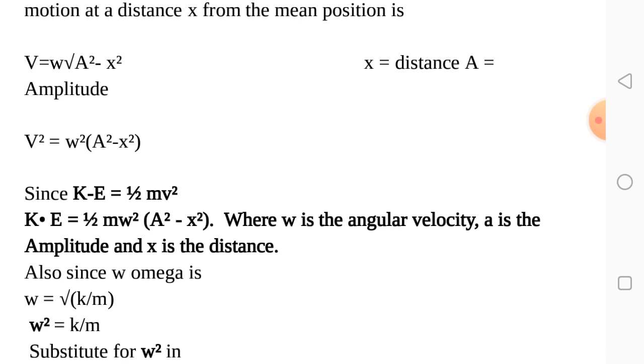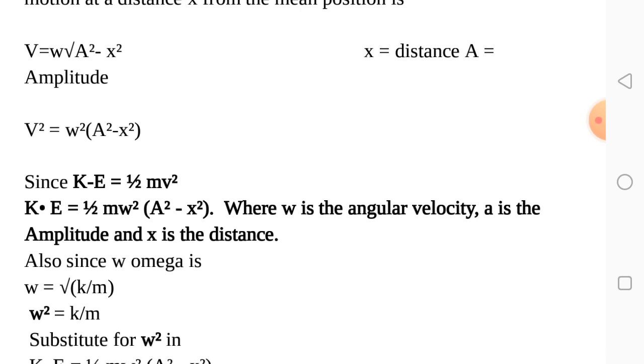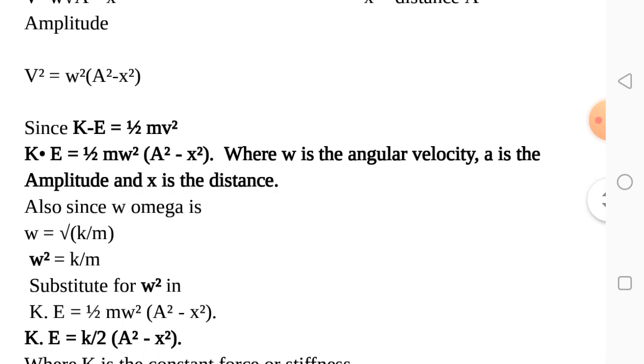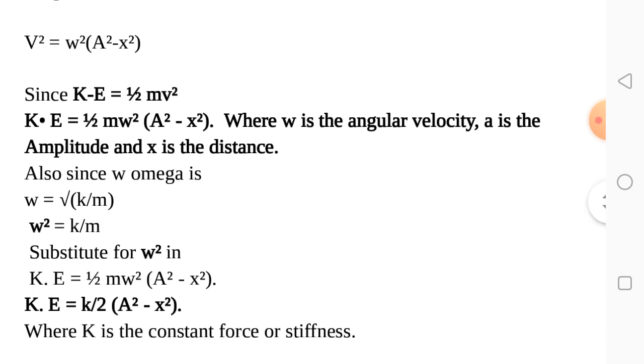So instead of putting v squared, we put what it is equal to, which is omega squared (a squared minus x squared). As we can see, we have KE = 1/2 m omega squared (a squared minus x squared). We already know that omega is the angular velocity, a represents the amplitude, and x is the distance.